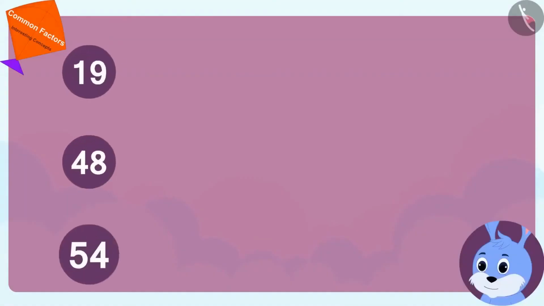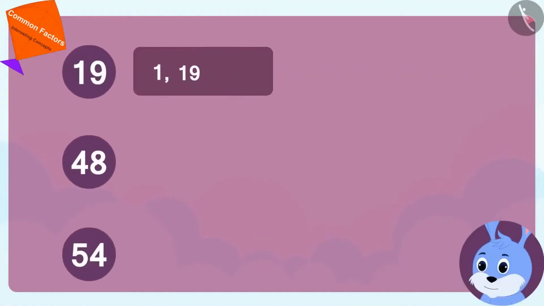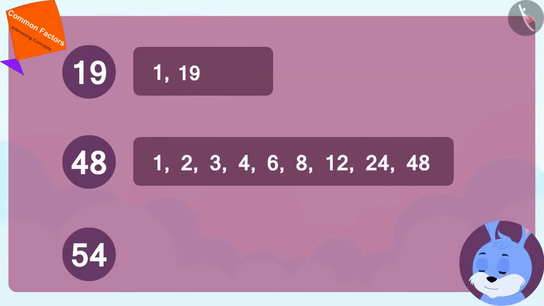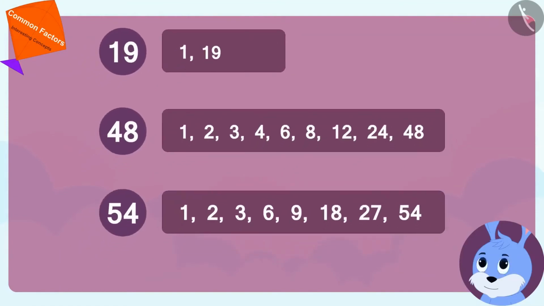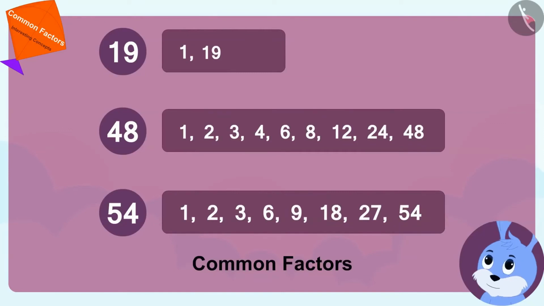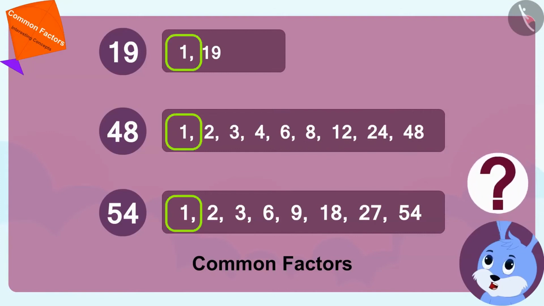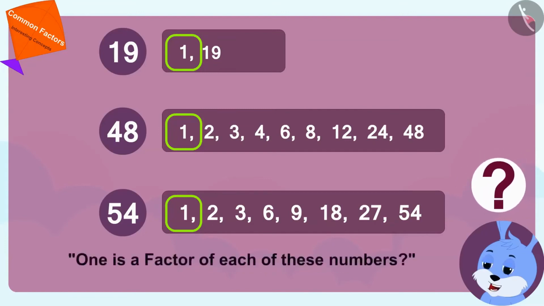To find a solution to this question, Bunny first wrote the factors of the 3 numbers in this way. Now, Bunny is trying to find the common factors of these numbers. Bunny is thinking, there is only one common factor of these numbers: 1. How can it be possible that 1 is a factor of each of these numbers?